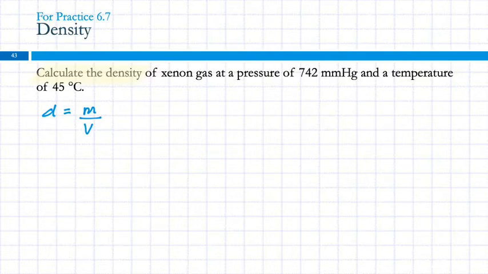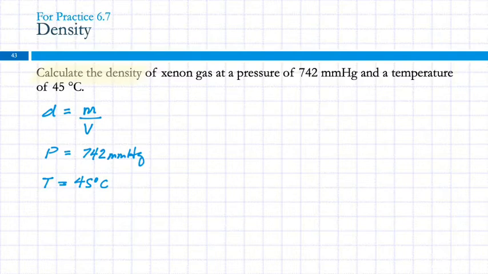I was given a pressure and a temperature. So let's write that down. The pressure is 742 millimeters of mercury. The temperature is 45 degrees Celsius.